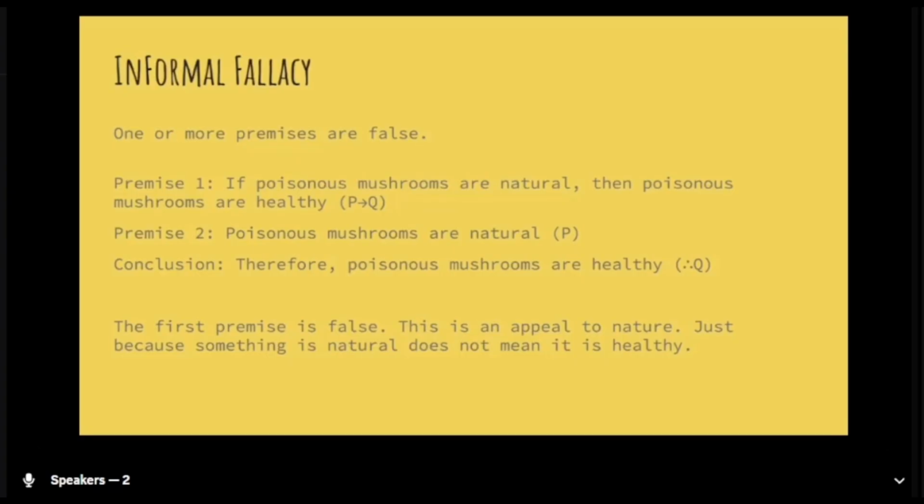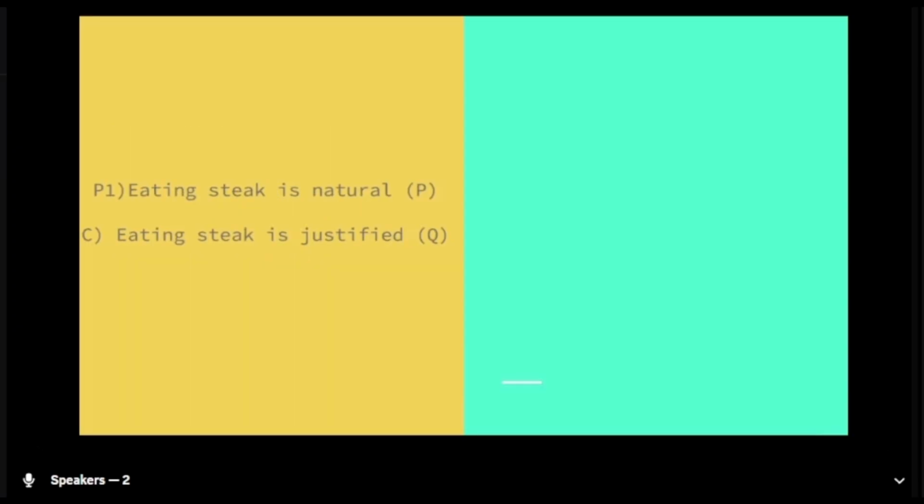And premise 2 can be true. It's an appeal to nature. Just because something is natural does not mean it's healthy. Makes sense? Yep. Some examples here. Eating steak is natural. That's being represented by the variable P. Conclusion, eating steak is justified. That's being represented by the variable Q.